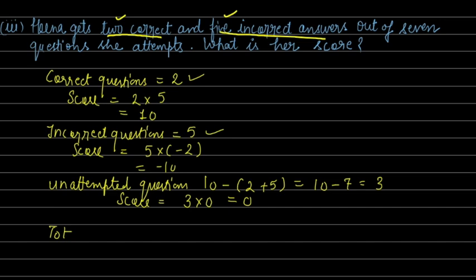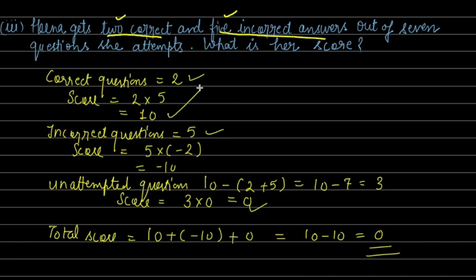What will be her total score? So you see, for the correct questions she has got plus 10. For incorrect it is minus 10, plus for unattempted it's 0. So if I open the bracket, 10 minus 10 means 0. So in total, though she has scored 10 marks for her correct questions, because of this negative marking her total score is coming out how much? It is giving you a complete 0. So I hope this question is clear. You can pause my video to understand it again, go back and see it again.